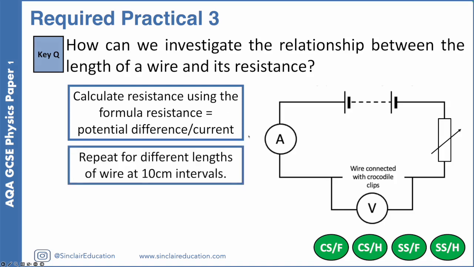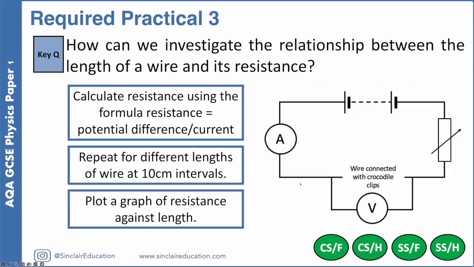Now here our independent variable is the length of wire, so it'll be important here to test at least 5 different lengths. So I'd advise 5, 10, 15, 20, 25, or 10, 20, 30, 40, 50. 5 values, fixed distances apart. What you can then do is plot even a graph of resistance against length.